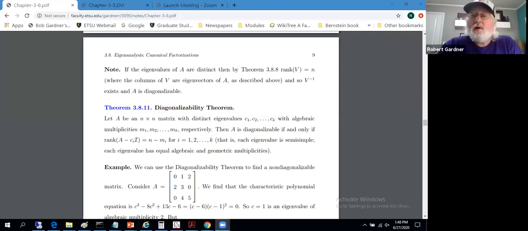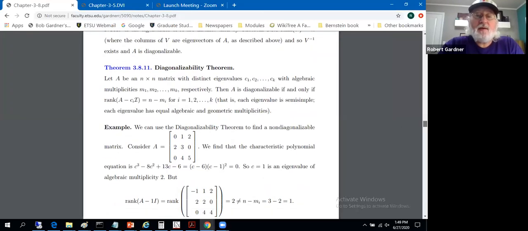And now for a proof of the diagonalization theorem.